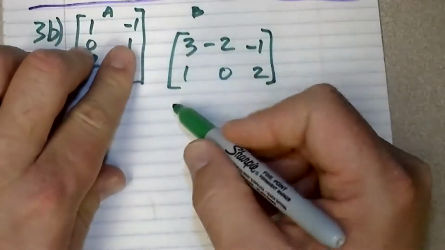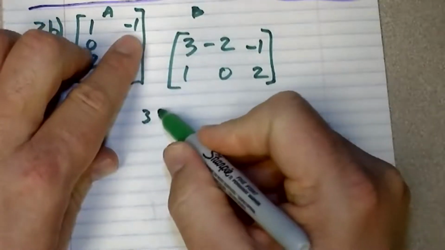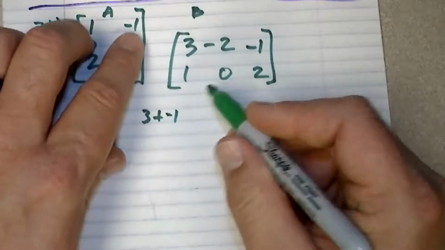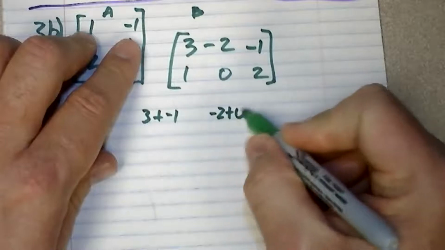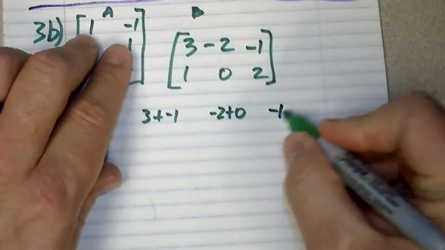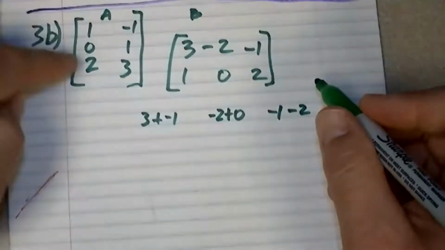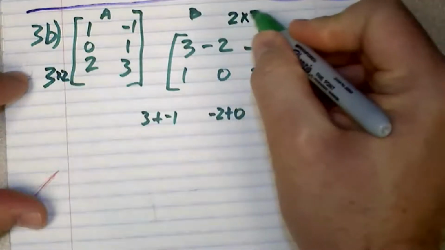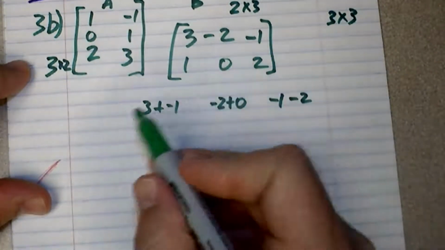So it's going to be 1 times 3, which is going to be 3. -1 times 1 is going to be -1. So that's the top one. The second one in is going to be -2 plus 0. And then the third one is going to be -1 minus 2. And see, we've got 3 columns, so we'll have 3 numbers across. Now we're going to have 3 rows. Because this is a 3 by 2, and this is a 2 by 3, our output is going to be in the form of a 3 by 3. Okay, continuing on.